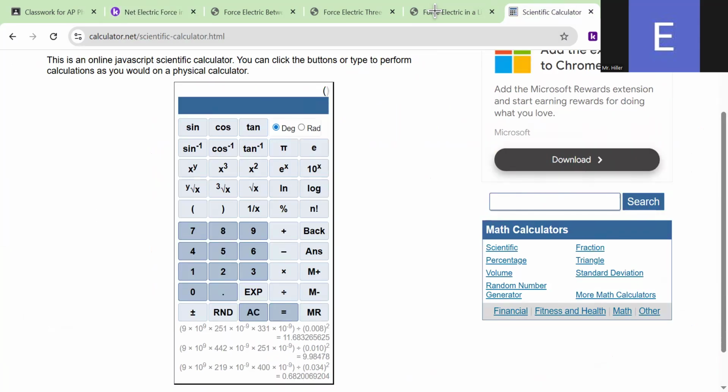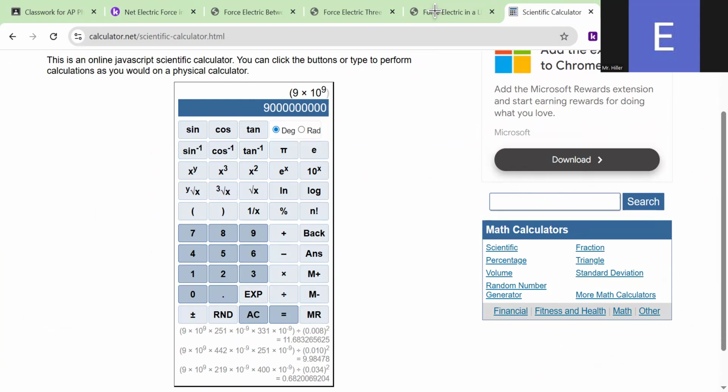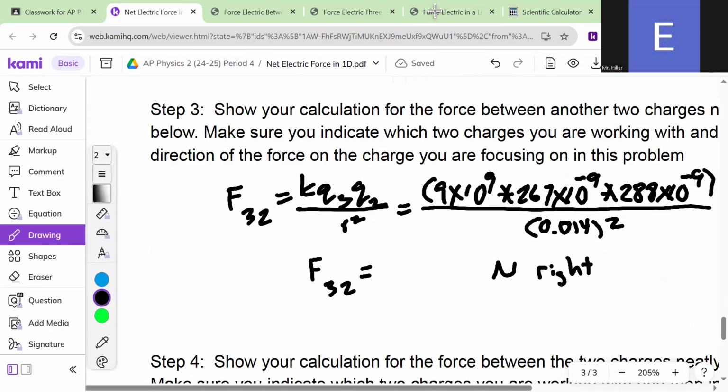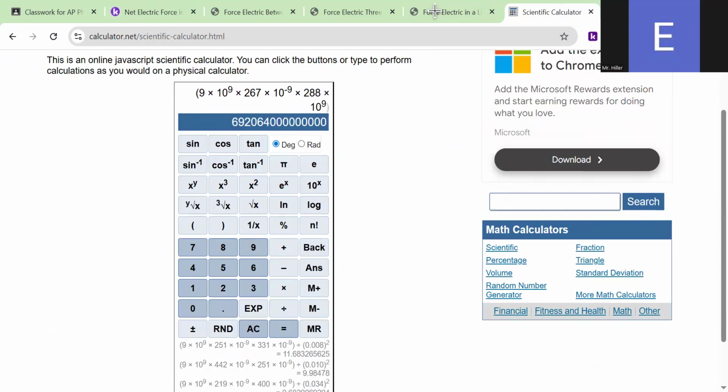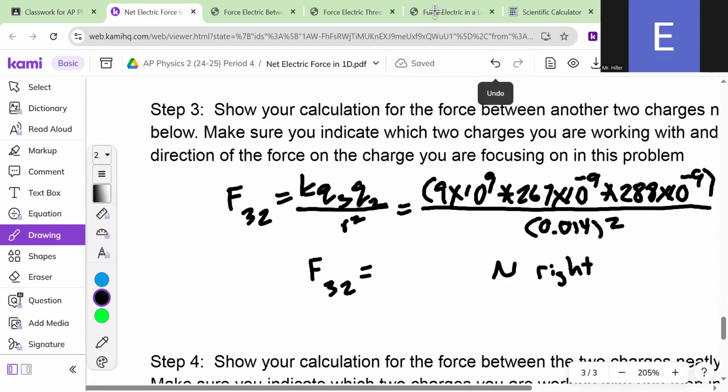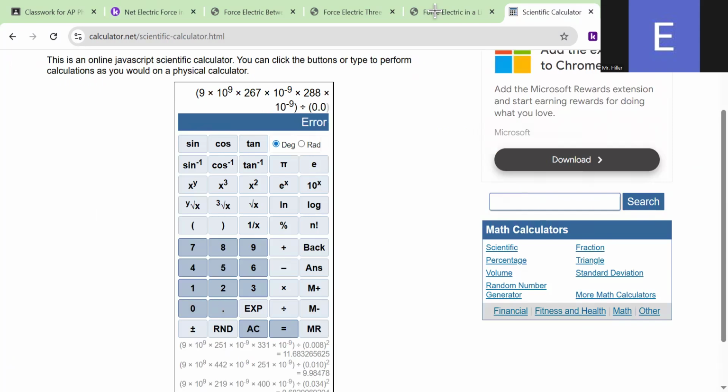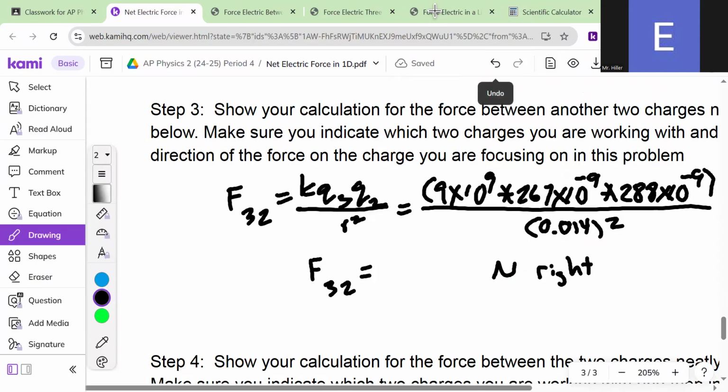All right. Open parentheses, 9E9 times 267E-9 times 288 times 10 to the negative 9, close parentheses, divided by open parentheses, distance was 14, so 0.014, quantity squared. We're getting 3.533.